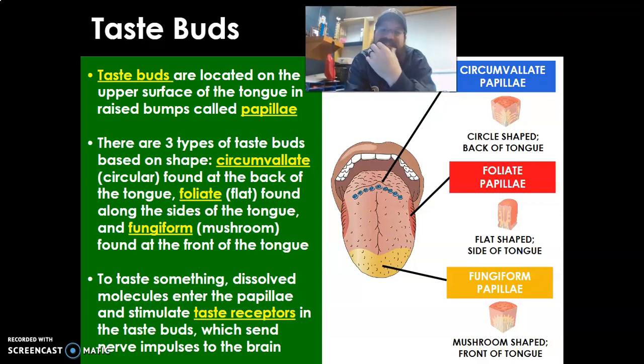These are found on the sides of the tongue. These are kind of flat. You may not even realize that those are taste buds. This is a great diagram at showing that. These flat ones, they're not as easy to see, we'll say.